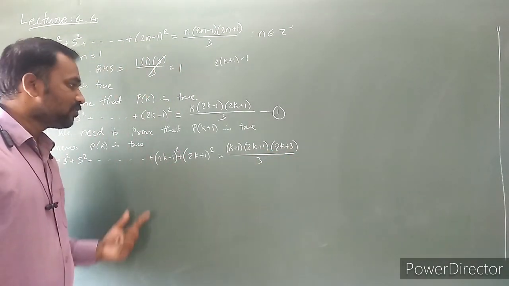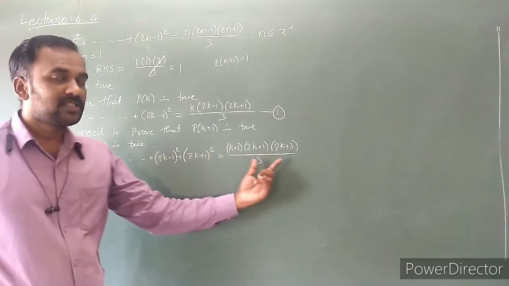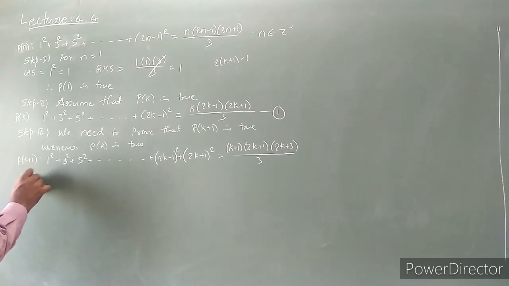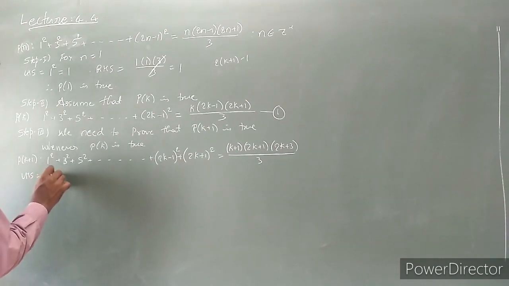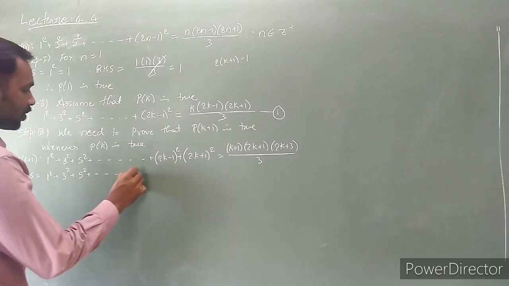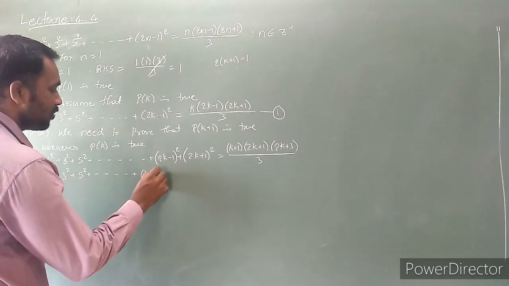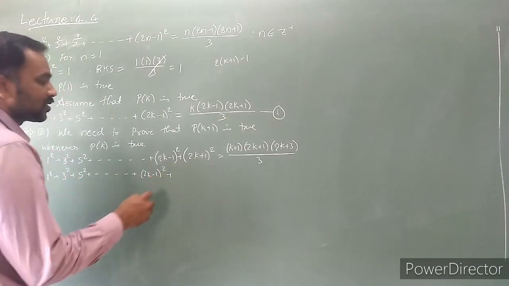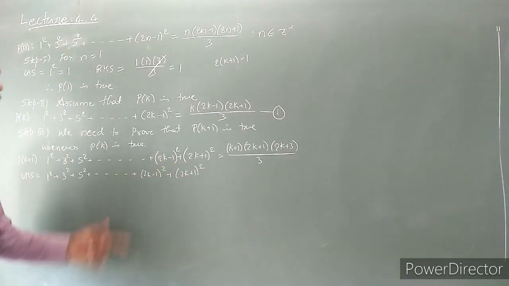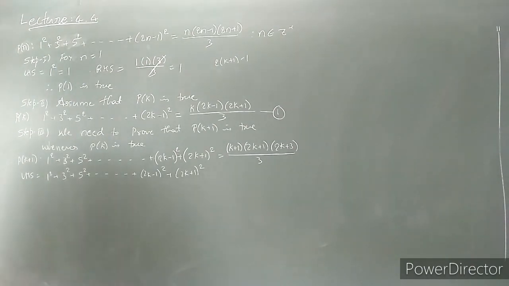So now we need to simplify this one. LHS is equal to RHS is required to get. So consider the LHS value. What is the LHS value? 1 square plus 3 square plus 5 square plus so on (2k minus 1) whole square plus (2k plus 1) whole square. We need to show LHS is equal to RHS.